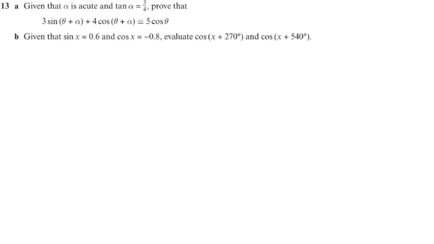The next question, question 13. There are a few different ways to look at this, and it's tempting at the beginning to say, well, if tan alpha is 3/4, then I'm going to go to the calculator and find an approximate value for alpha. We can just do inverse tan of 3/4.